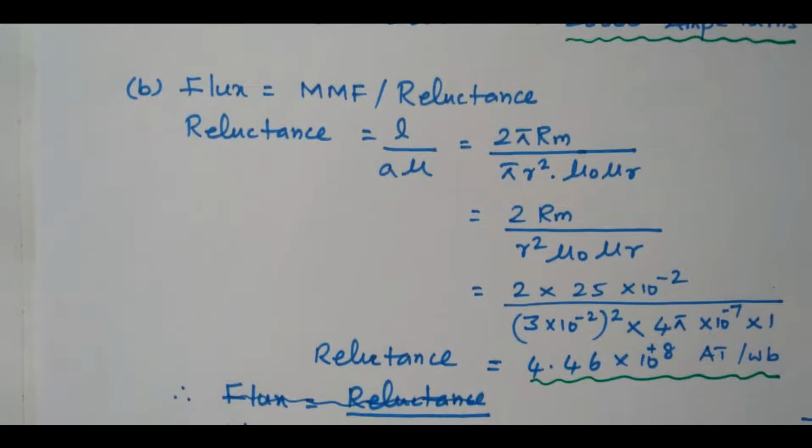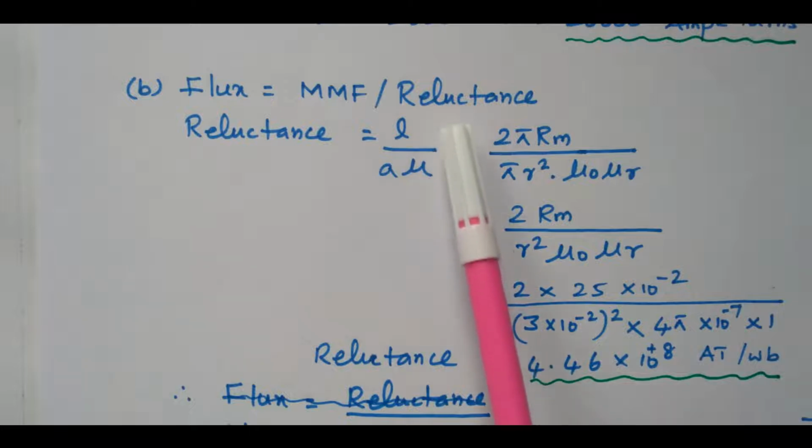Now we can substitute the values. So 2 into Rm, which is 25 into 10 to the power minus 2. Then r square is 3 into 10 to the power minus 2 squared. The mu naught is a constant, 4 pi into 10 to the power minus 7, into relative permeability. The relative permeability is not given in the problem. If it is not given, we can assume that it is air cored, so the value is 1. Yes, it is given as air cored. For an air core, the mu r value is 1. So after simplifying, we got 4.46 into 10 to the power 8 ampere turns per Weber. Now the reluctance value is calculated.